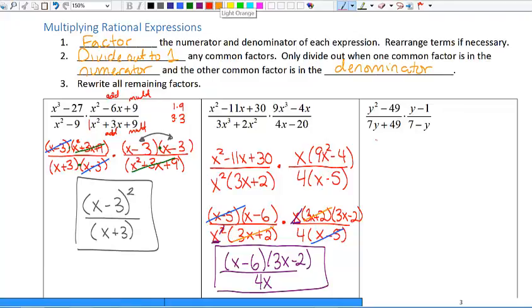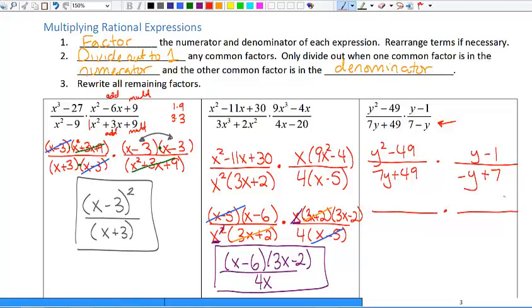On my next problem, I have this second denominator is in the wrong order. So the first thing I want to do is rewrite the 7 minus y in the correct order, having all the variables in the front and the numbers in the back. So that gets me negative y plus 7.